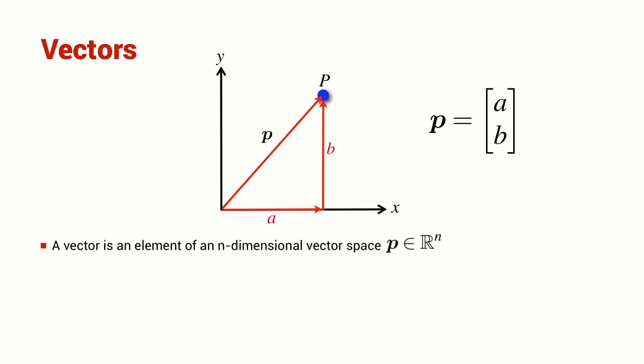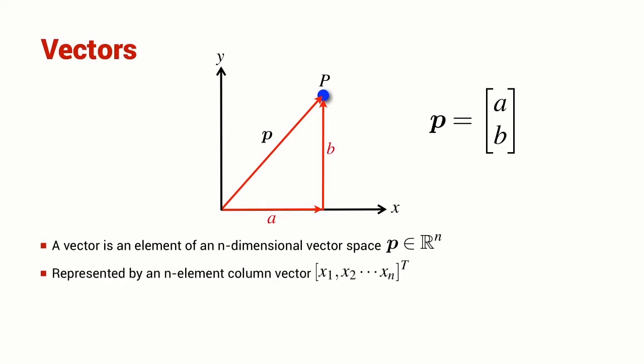A mathematician would say that a vector is an element of an n-dimensional vector space, and we'd write that as lowercase p is an element of, or belongs to, the set of real numbers to the power of n. Once again, in this simple case, n is equal to 2 because it's a two-dimensional coordinate frame.